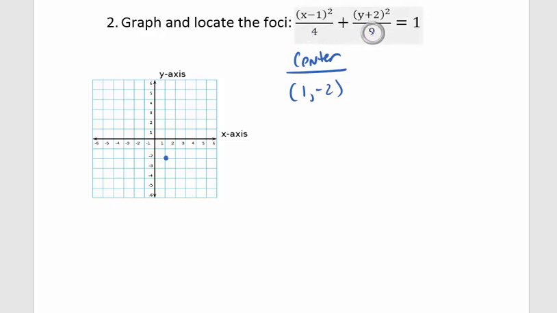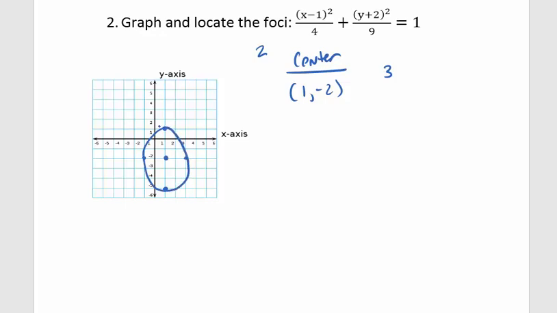So let's take a look at our greater one first. That will be our major axis. If this is 9, that means the stretch is going to be the square root of that, which is 3. So in the y direction, we're going to stretch this ellipse 3 units each way. So I'd come to my center and go up 1, 2, 3, and then come down 1, 2, 3. All right. Stretch in the x direction. Since this value is 4, my stretch is going to be the square root of that, which is 2. So come back to my center, 1, 2, and then 1, 2. All right, let's go ahead and try our best at sketching this ellipse out.